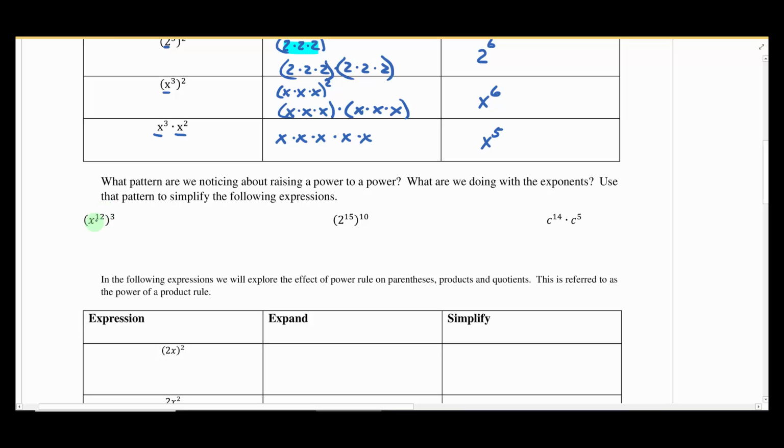All right, so this is a power to a power. We have x to the 12th raised to a power of 3. So something raised to a power, then raised to another power. This is a good opportunity to multiply those exponents like we did up here. If I do 12 times 3, that's 36. So I know this is going to end up being x to the 36th power. And that's a lot easier than writing out 36 multiplications of x.